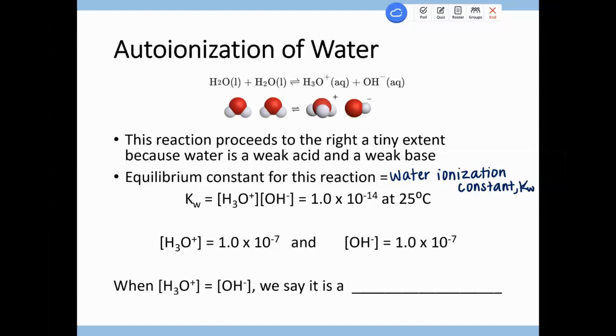In pure water without any acid or base present, the H3O+ concentration will equal the OH- concentration, and they will be 1 times 10 to the negative 7, both of them. You multiply that together, you get 1 times 10 to the negative 14. So if H3O+ concentration equals OH- concentration, we say that it is a neutral solution. We have an equal amount of H3O+ and OH-.